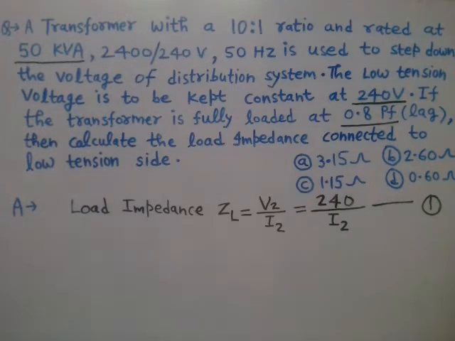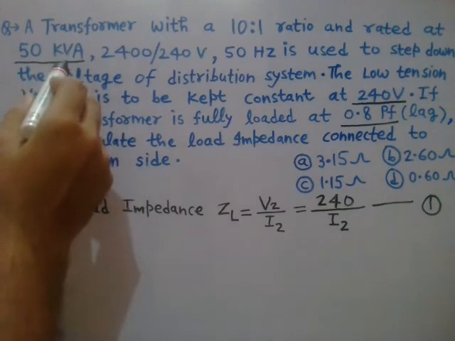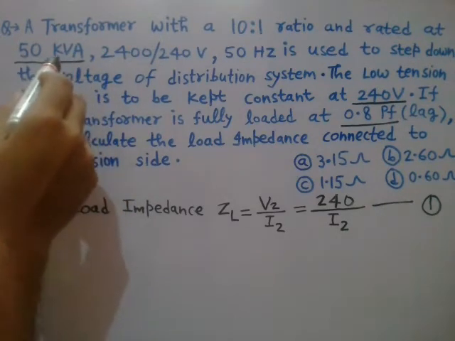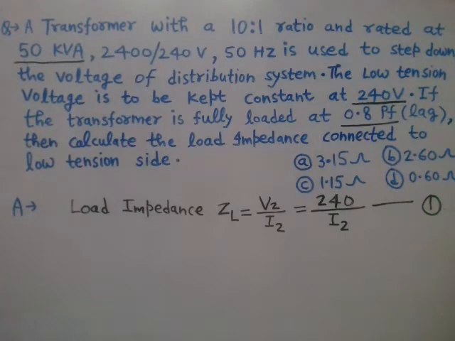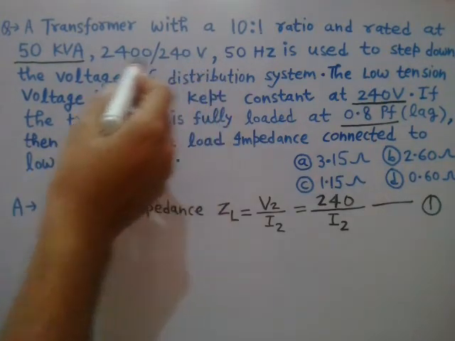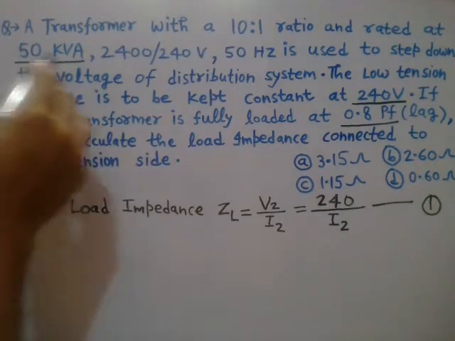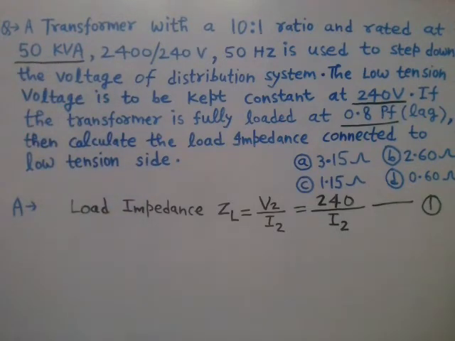To find this load current I2, it is given that the rated output of the transformer is 50 kVA. That is a rated output and not the input. This is the nameplate rating, and you know that nameplate ratings are output ratings and not input ratings. So 50 kVA is the rated output, or you can say the full load output.